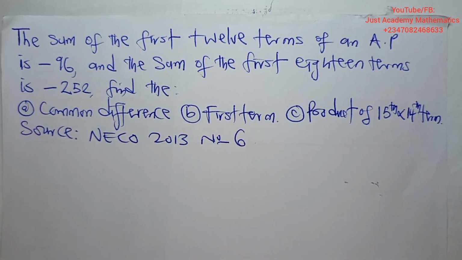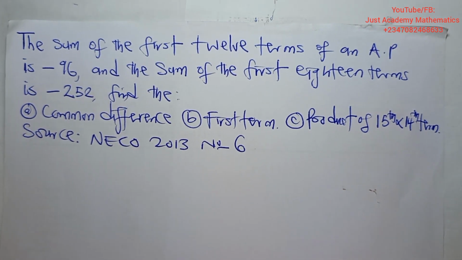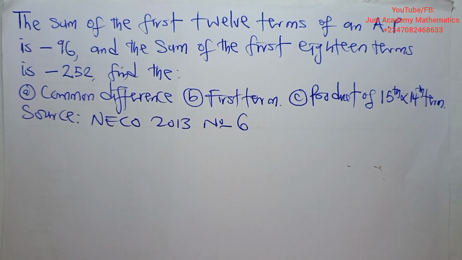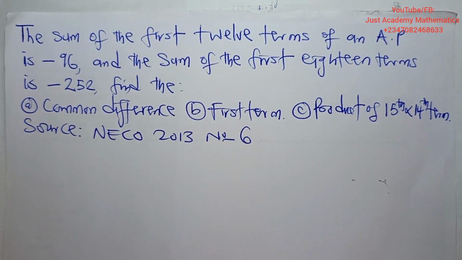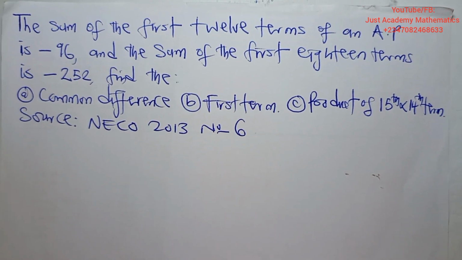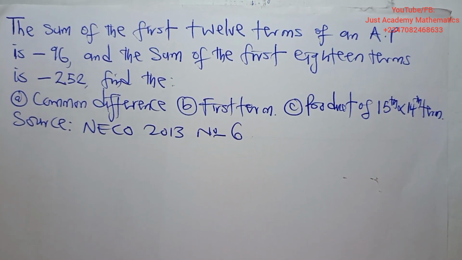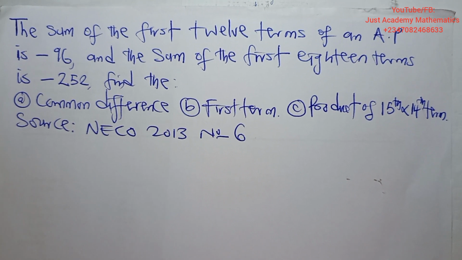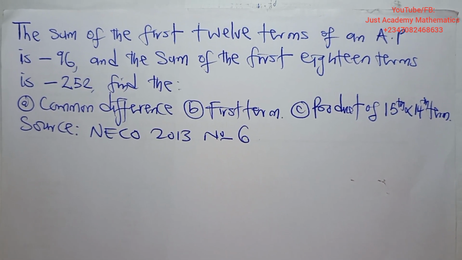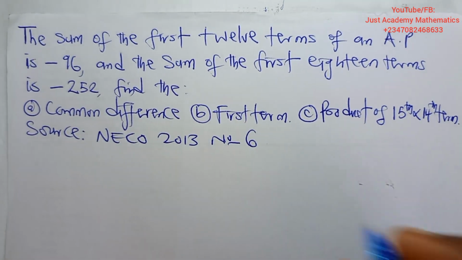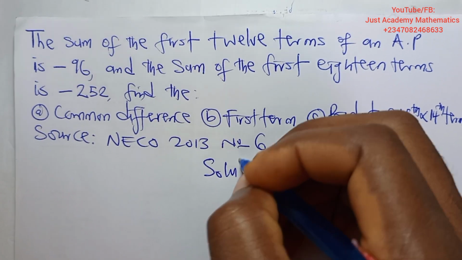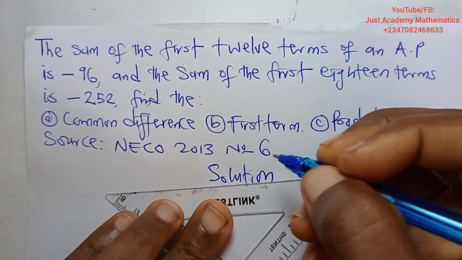Today, we have a question in algebra, specifically arithmetic progression. It says that the sum of the first 12 terms of an AP is minus 96, and the sum of the first 18 terms is 252. Find the common difference, the first term and the product of the 15th and the 14th term. The question is from NECO 2003, number 6. So, solution, let's take it on.